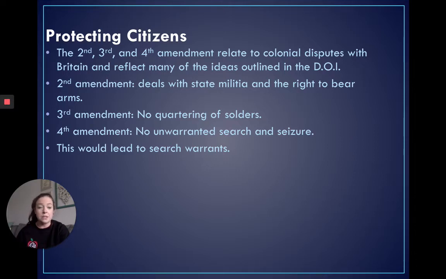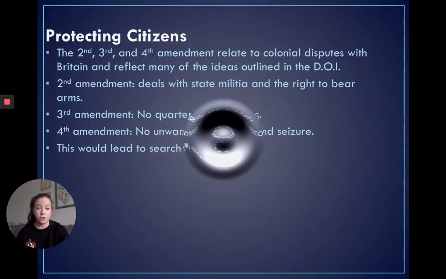The Third Amendment is no quartering of soldiers. Quartering means that a soldier can't knock on your door and say, hey, I'm staying here, I need a place to stay. It doesn't happen like that, but it did happen before the Revolution. The Fourth Amendment is no unwanted search or seizure. That means that they need a warrant to prove why they need to search or look in your house.